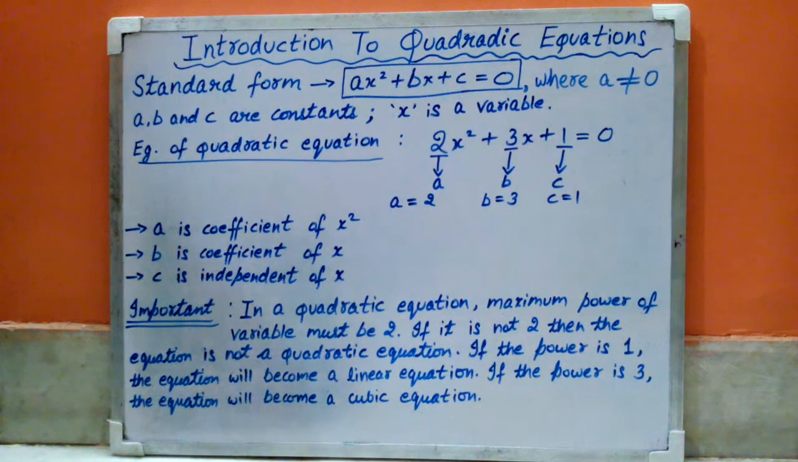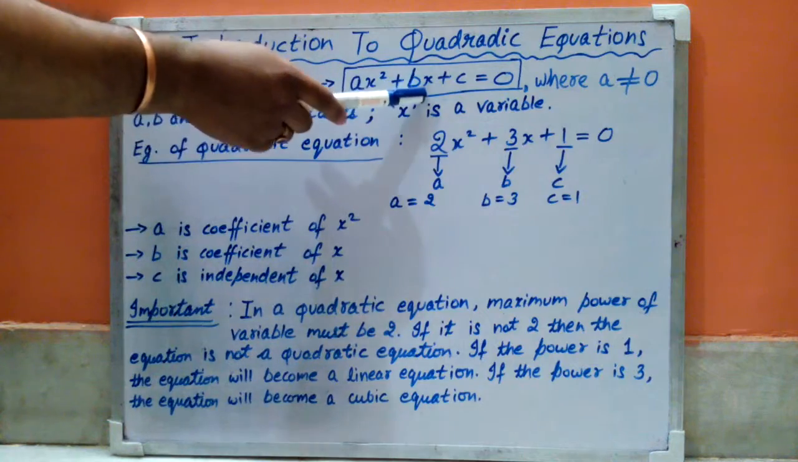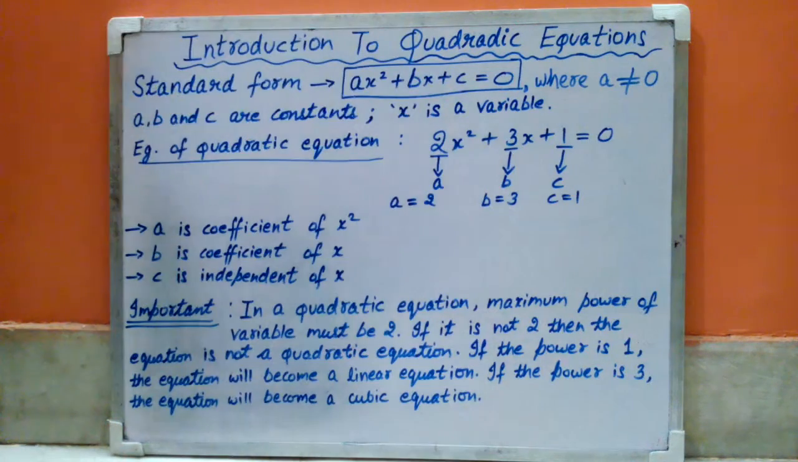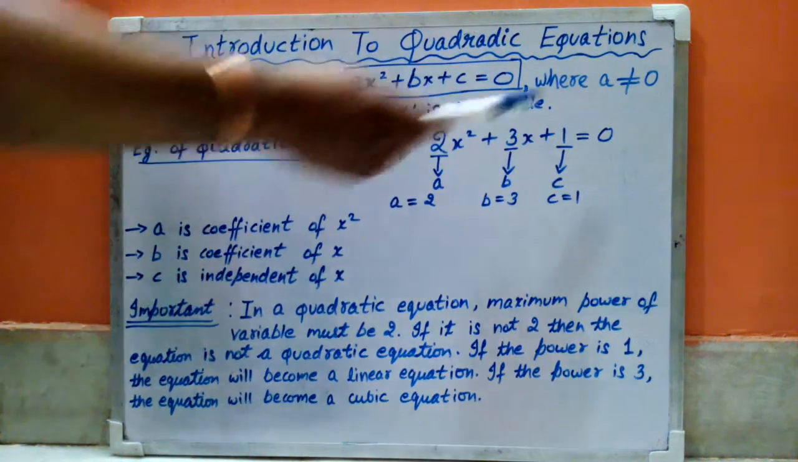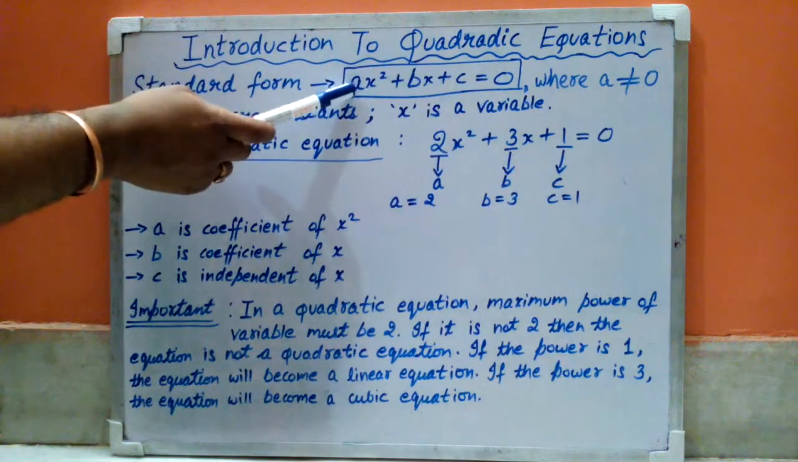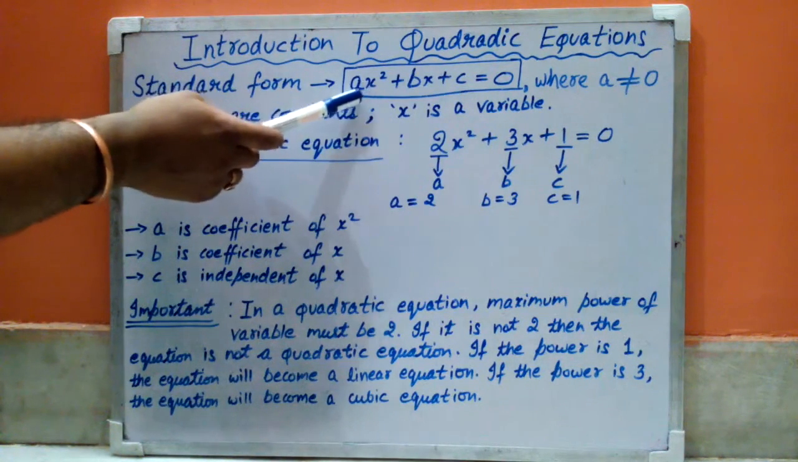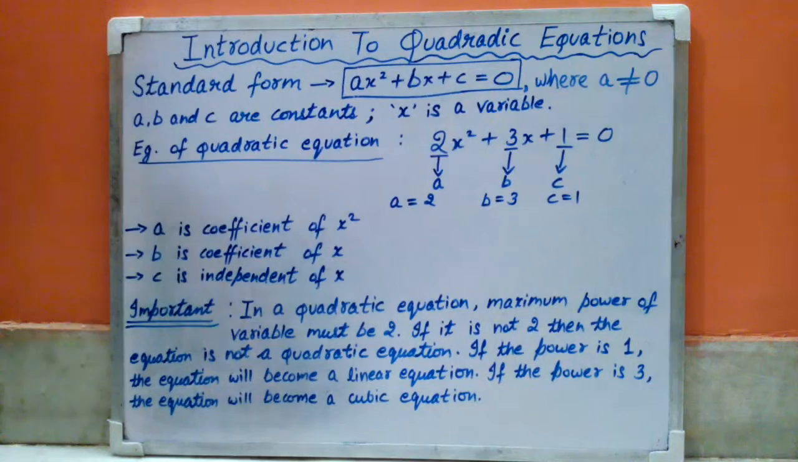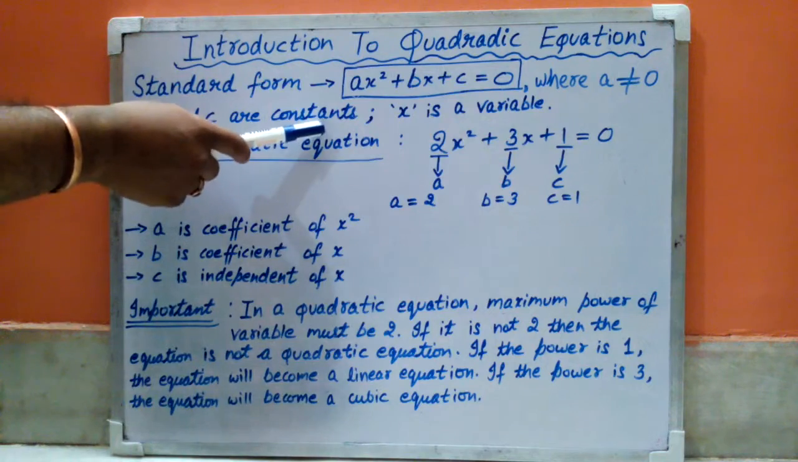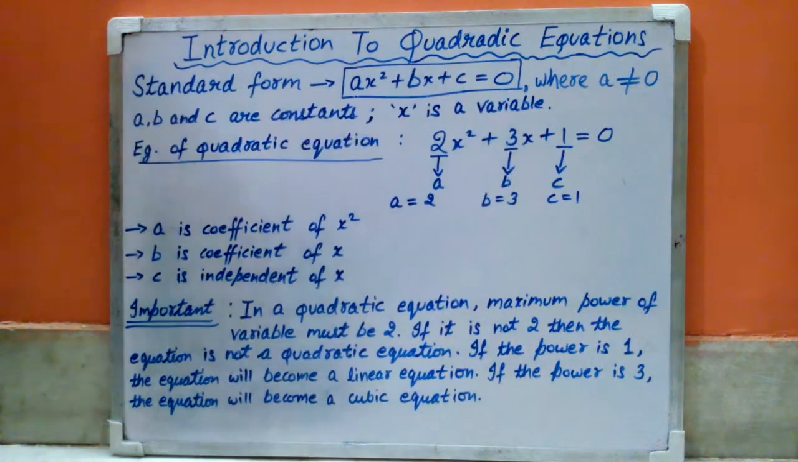Today we will start with Introduction to Quadratic Equations. Let me first introduce you to the standard form of quadratic equations, which is ax² + bx + c = 0, where a is not equal to 0. A written with x² must not be equal to 0. In this equation, a, b and c are constants and x is a variable.